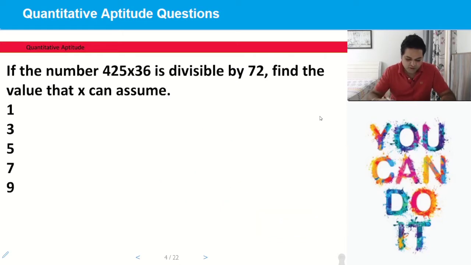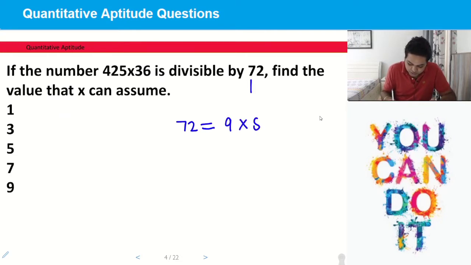Next question is, if the number 425x36 is divisible by 72, find the value that x can assume. Now for 72, we know that we can split this number. So don't split it as 24 into 3 or something like that. We'll split it as 9 into 8 because 9 and 8 both are co-primes to each other. Now a number is divisible by 72 if it is divisible by both 9 and 8.